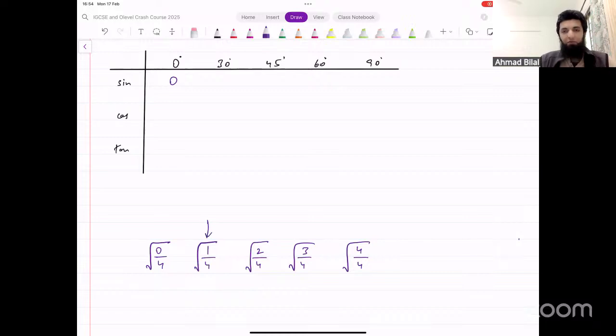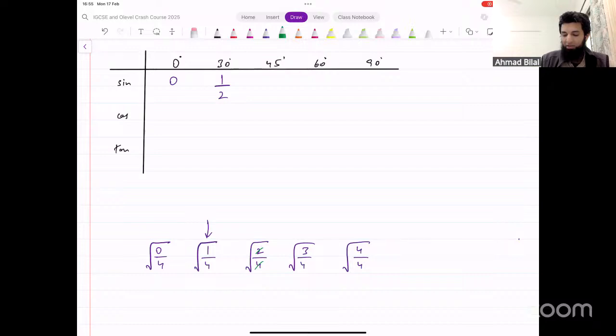Square root of 1 over 4, what should that be? Square root of 1 over 4, that's 1 over 2, right? Square root of 1 is 1, square root of 4 is 2. So you get 1 over 2 for this. Sine 30 is 1 over 2. All right, then what about 2 over 4?